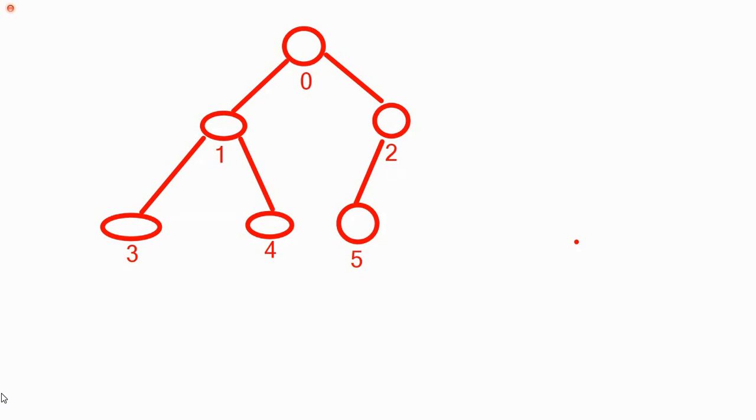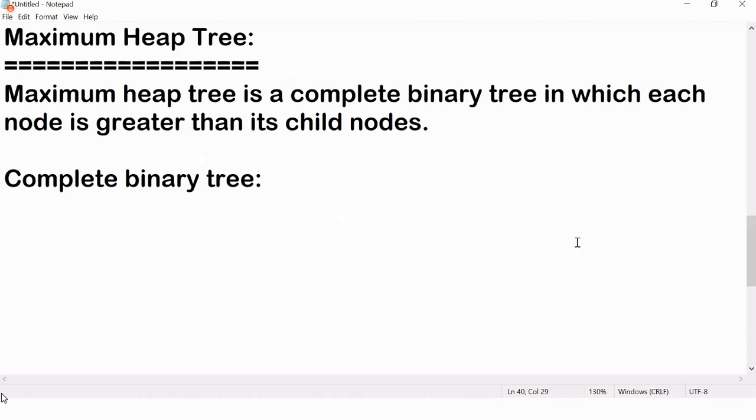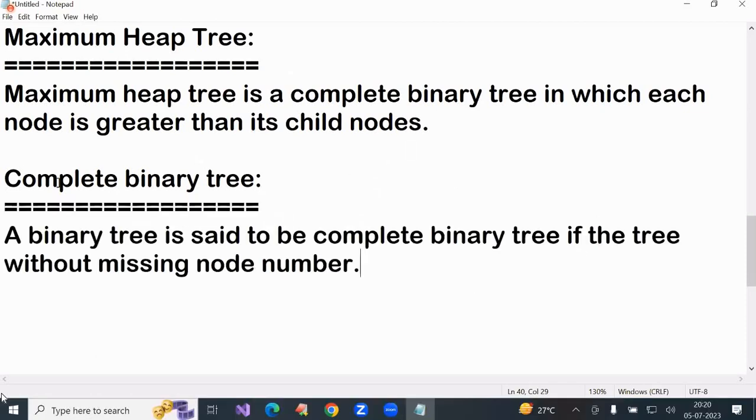So many concepts are there. Only in trees, many concepts are there: B trees, B plus trees, AVL trees, so many. Okay. Here, a complete binary tree is one without missing node numbers. Heap trees are complete binary trees. Every heap tree is a complete binary tree. But here, the trees are adjusted. Just see, the trees are adjusted. How adjusted? You observe.